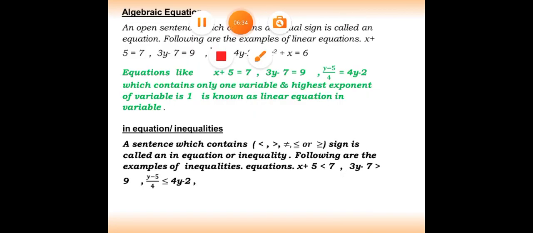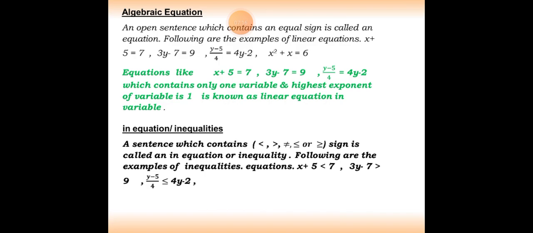Okay, and then we have the algebraic equation. So you should know what an algebraic equation is. An open sentence which contains an equal sign is an equation. The following are examples of linear equations: x plus 5 equals 7, 3y minus 7 equals 9, (y minus 5) divided by 4 equals 4y minus 2, and x squared plus x equals 6. Equations like x plus 5 equals 7, 3y minus 7 equals 9, and (y minus 5) divided by 4 equals 4y minus 2 contain only one variable, and the highest power of the variable is 1. They are linear equations in one variable.